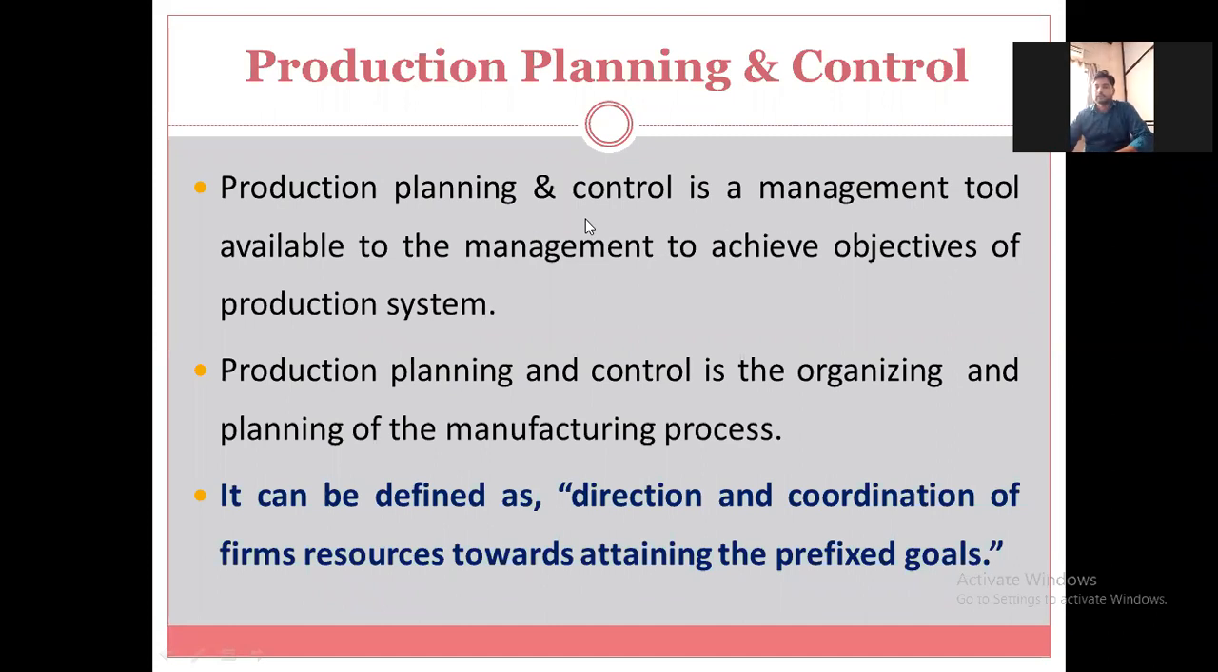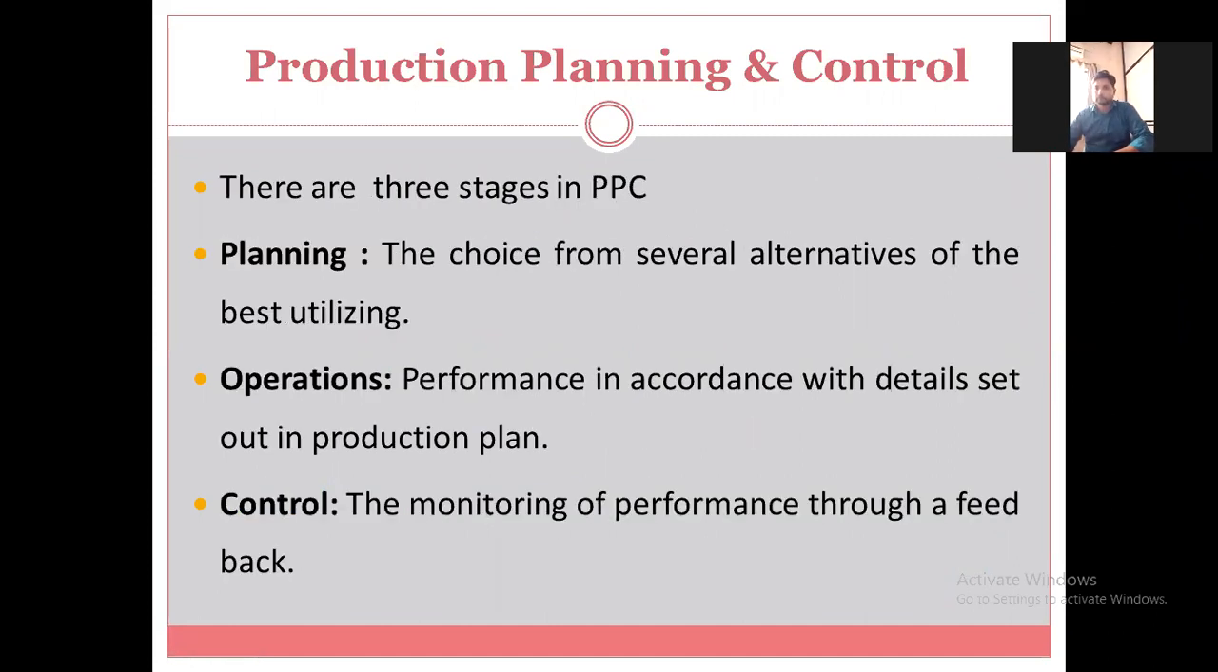Getting everyone? Is there any question, any doubt? Okay. So in production planning and control, there are three stages. We can say there are three stages of a PPC. First is planning, second is operations, and third one is control.